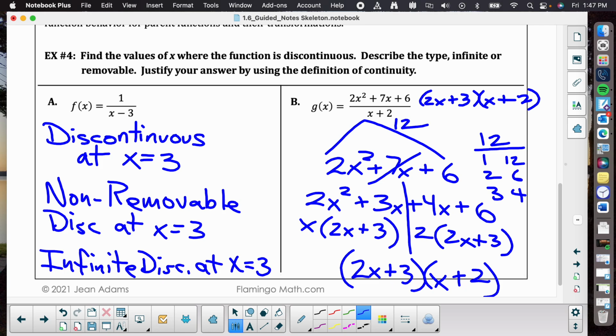I didn't know how to do this until I checked it last. Just gonna tell you right now, you don't wanna use this method. It's gonna take you too long, you're not gonna finish your tests. When you get to the AP test, you are given 1 minute 58 for each multiple choice question, and you're given 15 minutes for a 4-part free response question. You don't wanna take the time to factor like this.